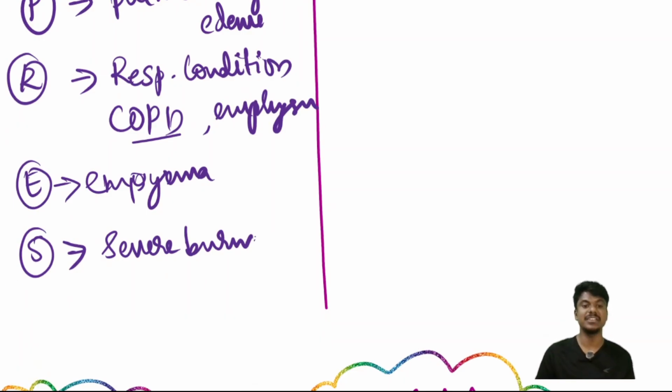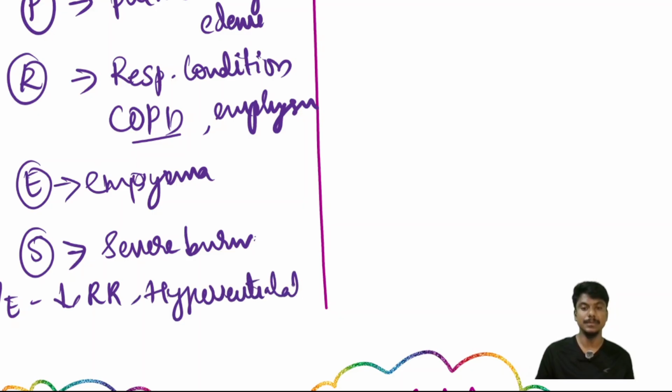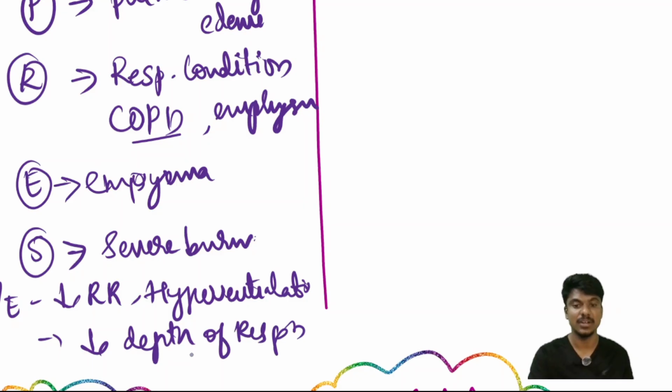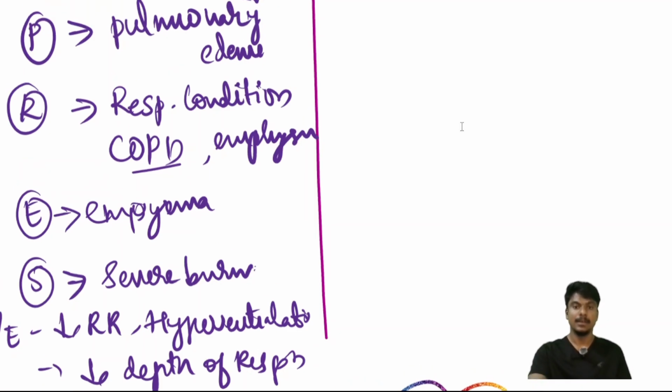If you examine the patient, they will have a reduced rate of respiration, hypoventilation, and a reduced depth of respiration. Those are all features of respiratory acidosis. Now we'll see the difference between acidosis and alkalosis.